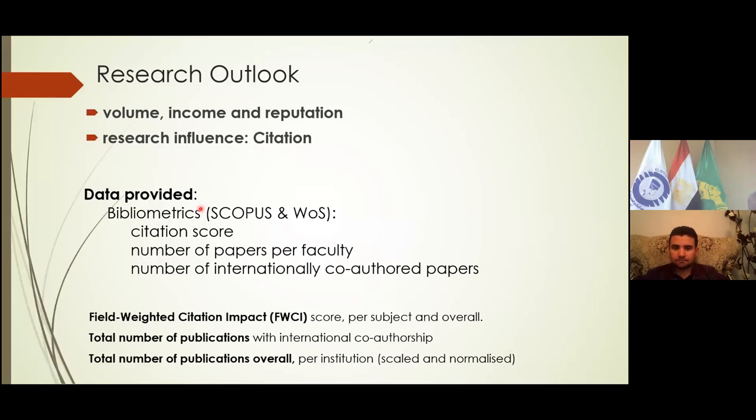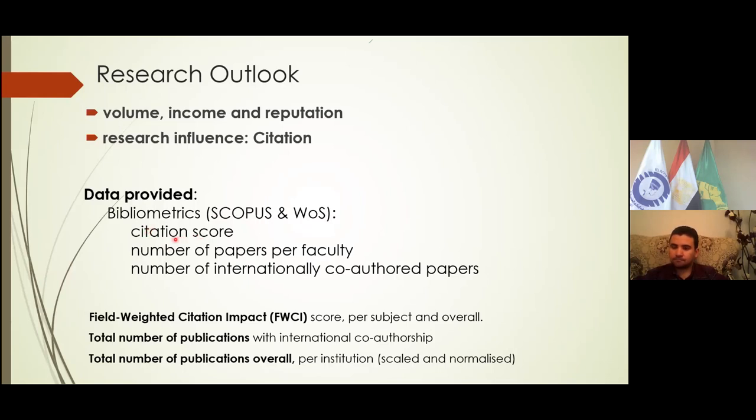For research outlook, we have said it's important for volume, income, reputation, and for citation. Regarding the data provided, they based this research on bibliometric data from Scopus and Web of Science. Scopus belongs to Elsevier and Web of Science belongs to another institute, so they are two different parts. You need, as a researcher, to assure that any publication or any piece of work that you do will appear on one of these databases or on both of them, because these are the databases that will generally have an impact on the ranking.